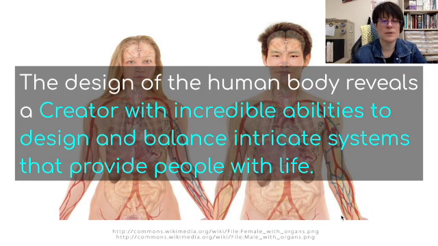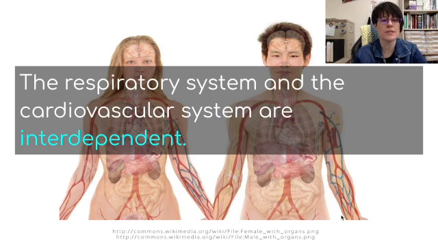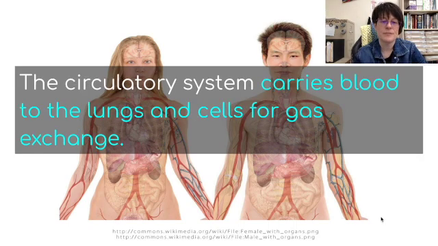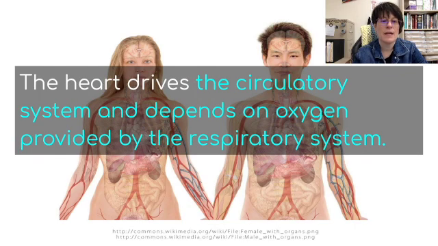So the first thing we need to know is that the design of the human body reveals a creator with incredible abilities to design and balance intricate systems that provide people with life. We're going to be talking about how all of these systems are really interconnected and depend upon each other. The respiratory system and the cardiovascular system are very interdependent, meaning they depend upon each other. The circulatory system carries blood to the lungs and cells for gas exchange. And the heart drives the circulatory system and depends on oxygen provided by the respiratory system.